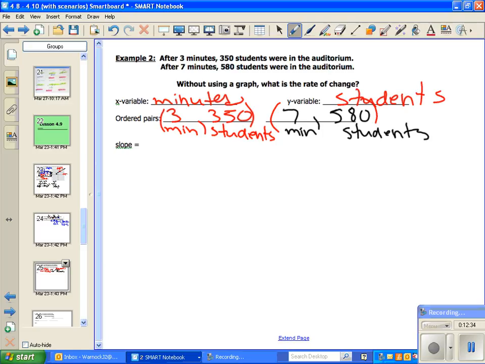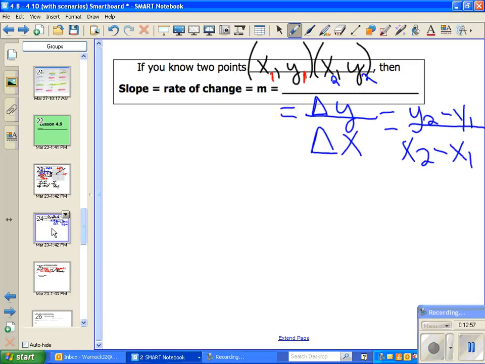How quickly did people go into the auditorium? Okay, if I'm finding rate, I'm really finding what, Jake? Good, I'm finding the slope. So to find slope, what formula am I going to use? Jenna? Okay, y equals mx plus b is the equation for how do we just find slope? Change in y over change in x. So specifically, y2 minus y1 over x2 minus x1.